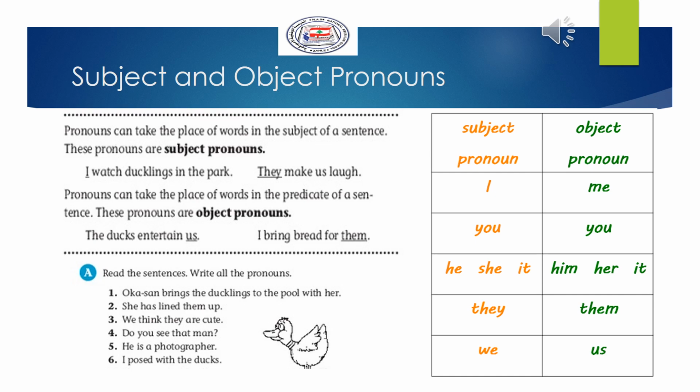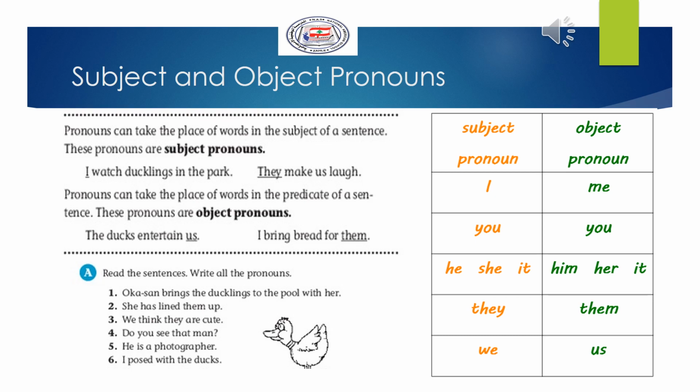First of all, let's define subject and object pronouns and see where they come in the sentence. Pronouns can take the place of words in the subject of a sentence. These pronouns are called subject pronouns. We use subject pronouns to tell who a sentence is about. They go to the park on Saturdays. They is a subject pronoun.